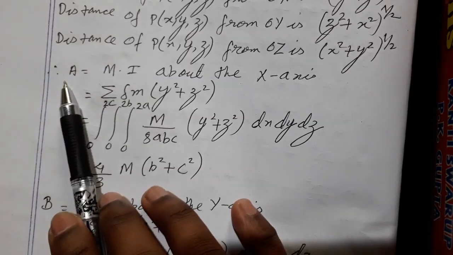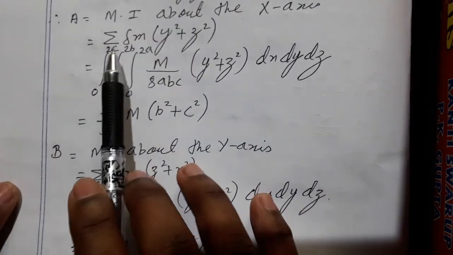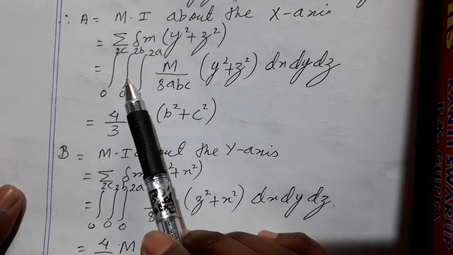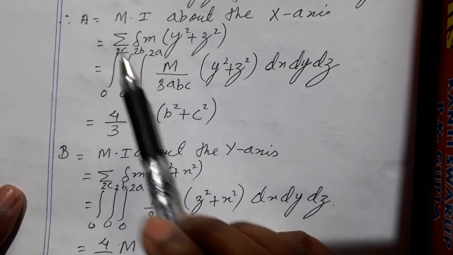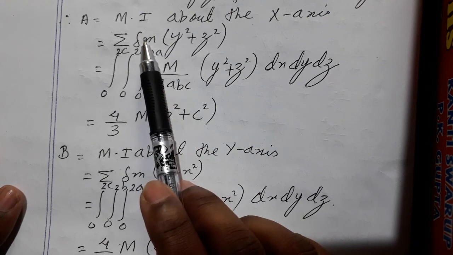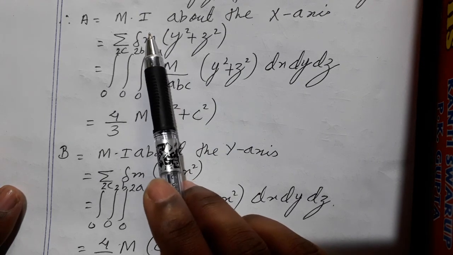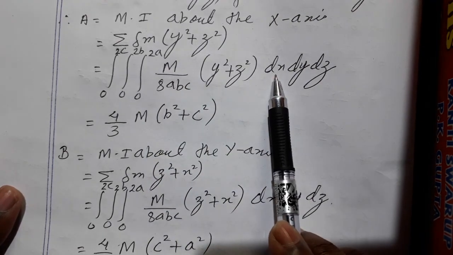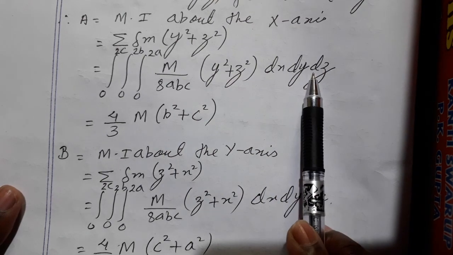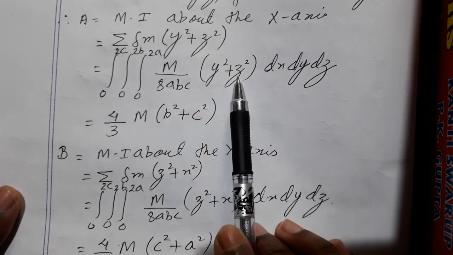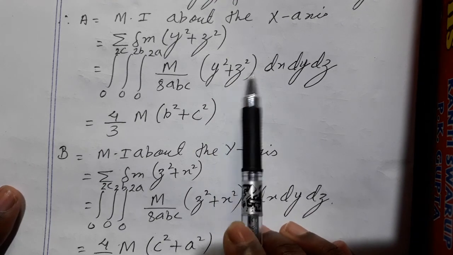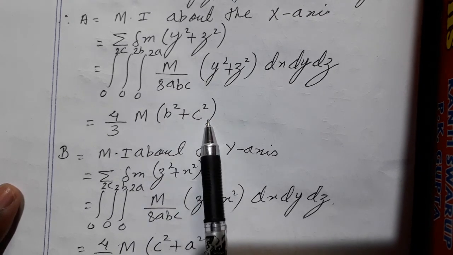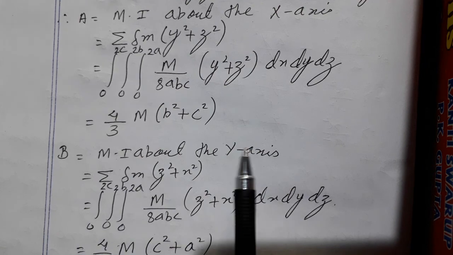Now we find A, the moment of inertia about the x-axis, with the formula summation delta m (y squared plus z squared). Since we are at the corner, the limits are 0 to 2c, 0 to 2b, and 0 to 2a, with delta m equal to m by 8abc dx dy dz. Integrating this, we get A equal to 4 by 3 m (b squared plus c squared).